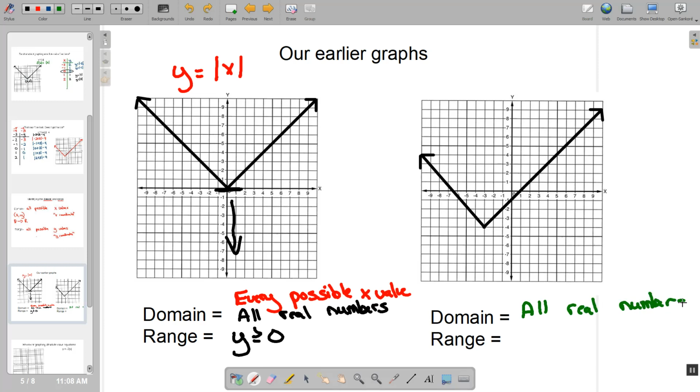This time, the bottom of my range is here. Nothing below -4 is used. So that means the y value has to be greater than or equal to -4. And for absolute value equations, all real numbers is going to be your domain most of the time. Not all the time, but a large chunk of it. And your y value is the one that's usually more restricted.